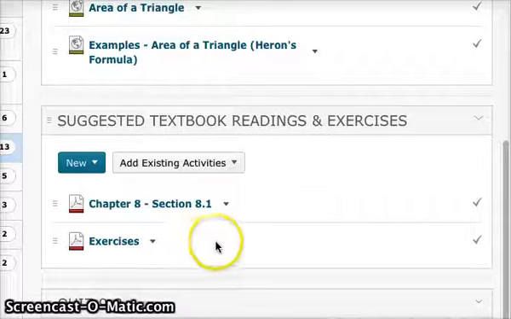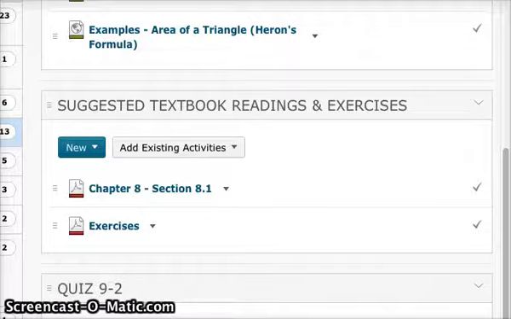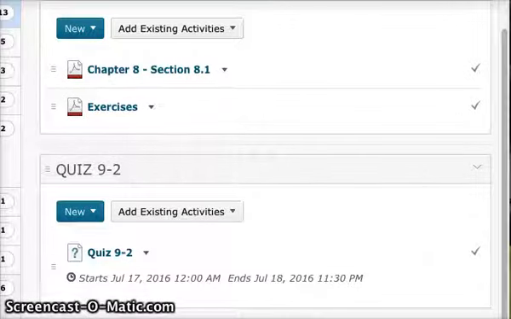And I would do those exercises. Make sure I know how to do all of those problems before you take the quiz, because that can hurt you. Okay, and then of course you have the 2 quizzes. You have quiz 9-1 and quiz 9-2.